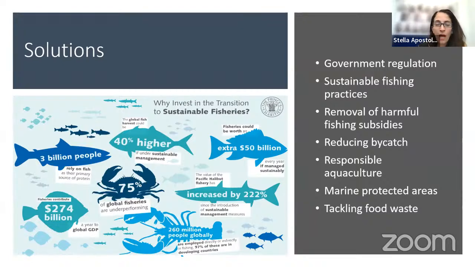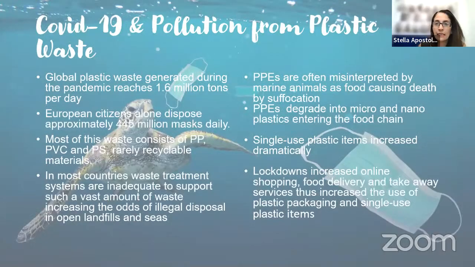As you can see, 3 billion people rely on fish as their primary source of protein. Fisheries contribute very big amounts of money, $274 billion is the gain from fisheries if we protect them. We may even gain an extra $50 billion per year if we make our oceans more sustainable. And of course, this will support more of the people who are actually in need of this type of food.